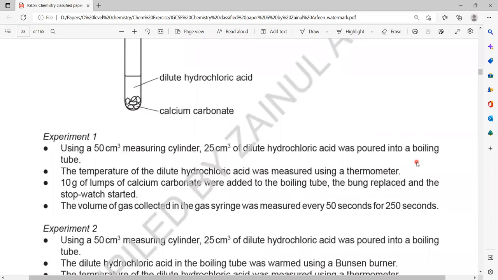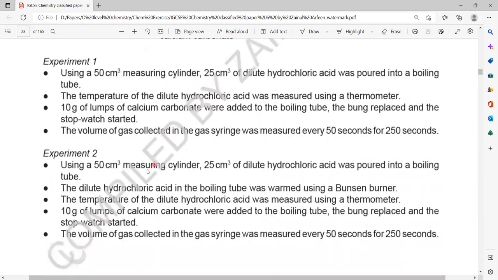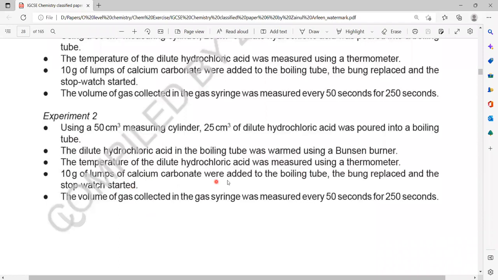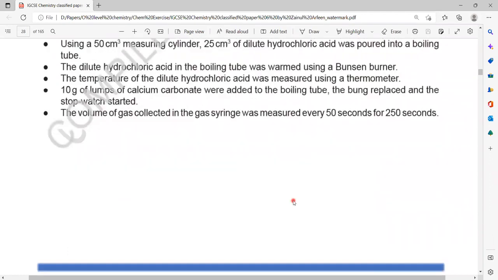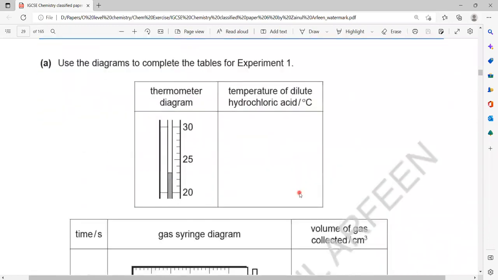Then in experiment 2, we use the same measuring cylinder and 25 cm cube of hydrochloric acid. But this time the dilute hydrochloric acid in the boiling tube was warm. Initially it was not, but now we warmed it to increase the temperature. The temperature of the hydrochloric acid was measured using a thermometer. 10 grams of calcium carbonate again, the bung was placed and the stopwatch was started. The volume of gas collected in the gas syringe was measured every 50 seconds for 250 seconds.